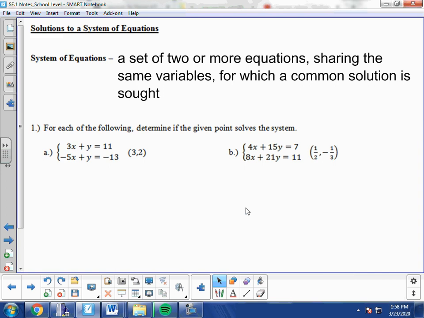A system of equations is basically when we combine two or more equations for a given scenario. They have the same variables and we're looking for a common solution. So let's say, for example, the school is having a play and they have 500 tickets that they need to sell, and there are children's tickets and adults' tickets. They sell all 500 tickets. And let's say the children's tickets cost $3 and the adults' tickets cost $5.